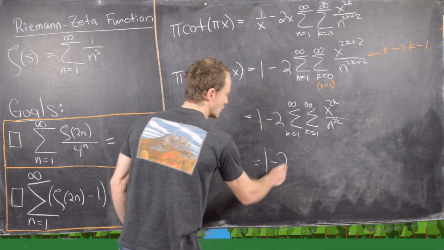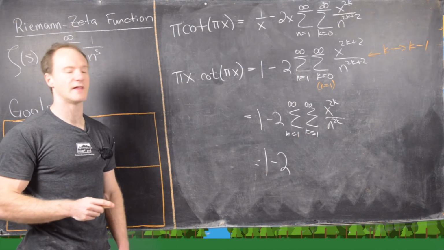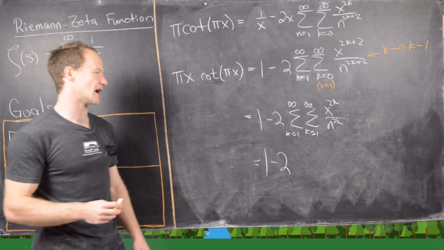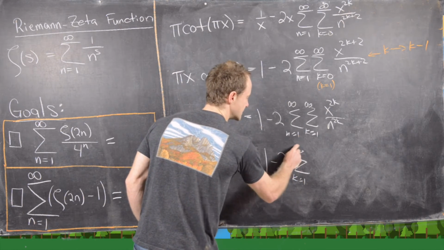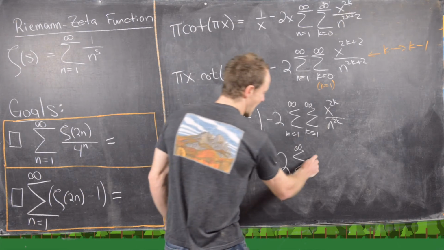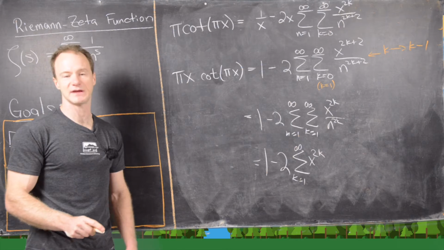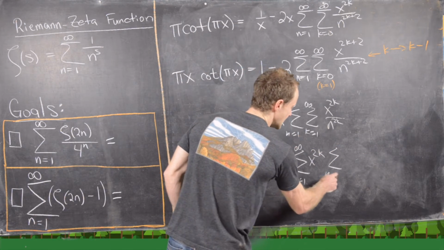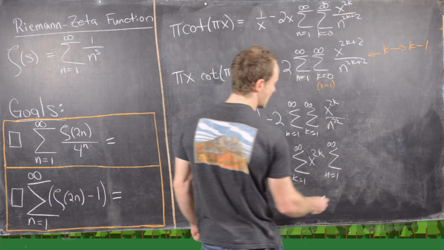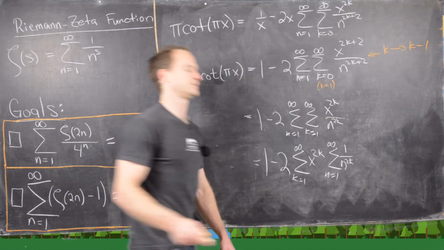Okay, now I'm going to switch the order of my sums. So this is going to give me 1 minus 2, and you can look up some theorems of when we're allowed to do that, but we are allowed to do that in this case. Now we'll have the sum k equals 1 to infinity of x to the 2k. So I'll take the x to the 2k out of that because that only depends on k. And now I have the sum n equals 1 to infinity of 1 over n to the 2k.